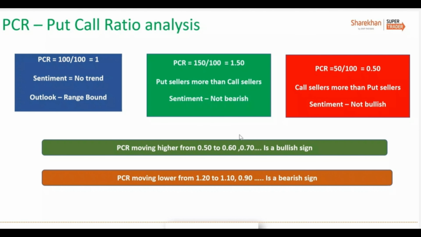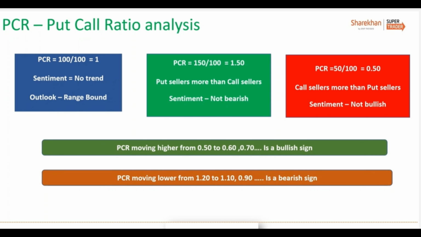So even though the PCR is say less than 1, if it's moving upward, say from 0.5 to 0.6, 0.6 to 0.7, and so on, it can still be called a bullish sub-trend. Because the point here is PCR can also be looked at from an overbought and oversold category.